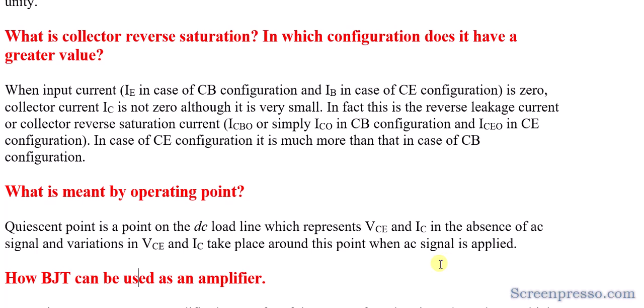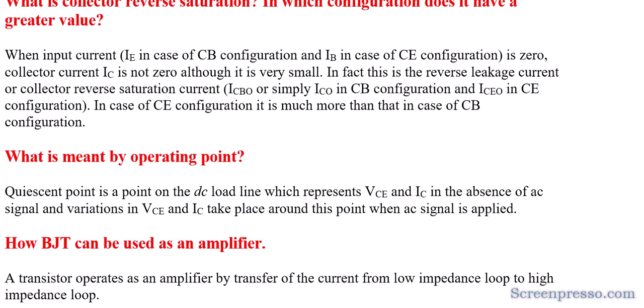Once again, the quiescent point is a point on the DC load line which represents VCE and IC in the absence of an AC signal, and variations in VCE and IC take place around this point when an AC signal is applied. Variations start to take place when the AC signal is applied. Then we can plot a graph of VCE versus IC and we will find a point. That point is called the quiescent point, operating point, or Q point.